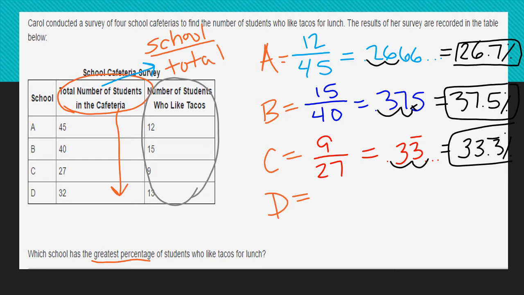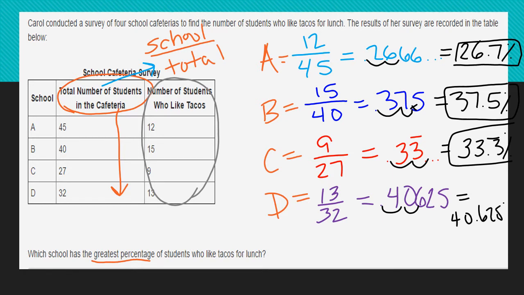Okay, last one is D. D shows us 13 people like tacos out of 32. So in your calculator, 13 divided by 32, you're going to get 0.40625. Remember, we're changing that, so we take our decimal and move it over 1, 2. So that's 40.625%, or about 41% like tacos in school D. So which school has the greatest percentage of people who like tacos? Your answer here would be school D.